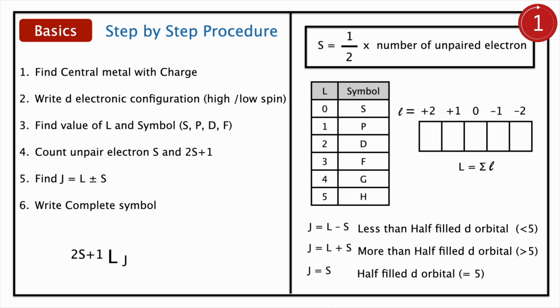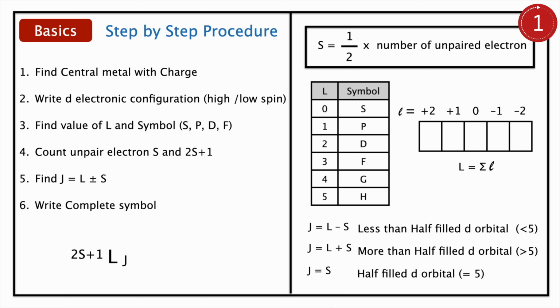Let us see how we can go step by step to identify the term symbol. First, you find the charge on the metal atom. It is very important. Only then can you identify the configuration. Once you identify the charge, write the electronic configuration, high or low spin based on the ligand. Then find the value of L. L means sigma small l, that is, from the electronic configuration of the particular orbitals, you calculate capital L. Then count the unpaired electrons, which gives S.